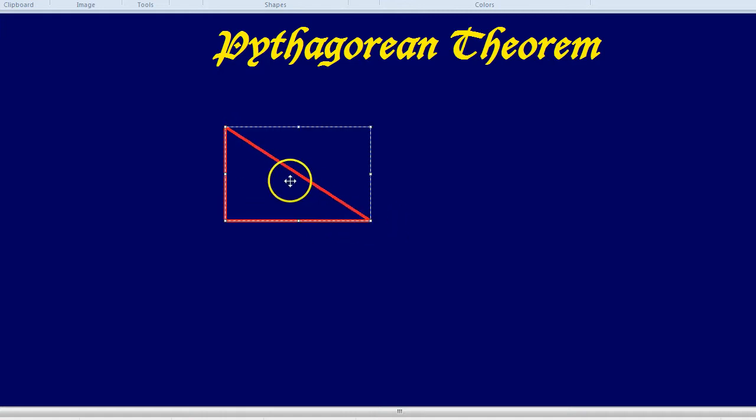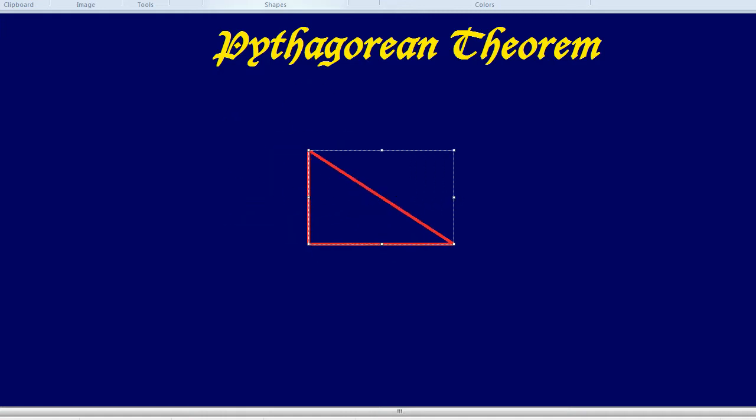How do I know if a triangle is right-angled? You'll always know because there'll be a little box in the corner, like so.